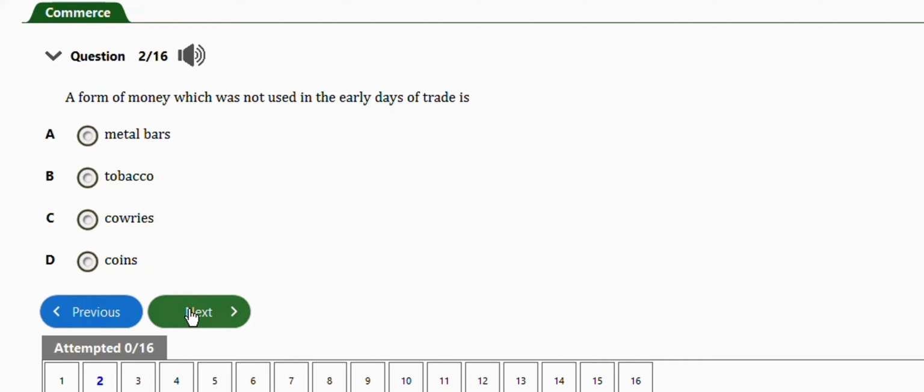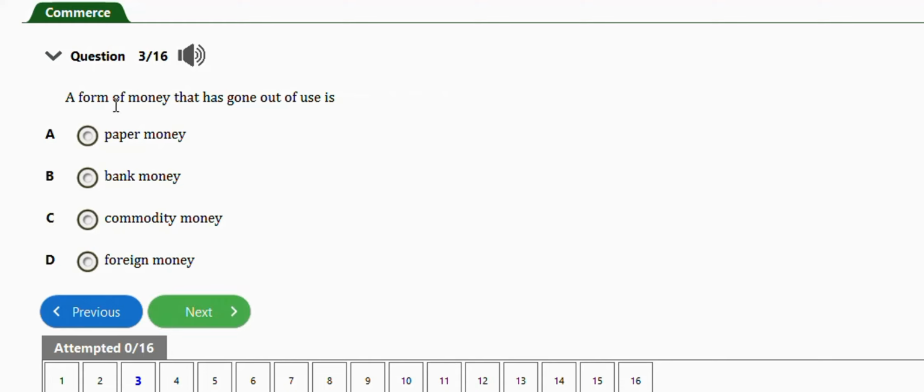Next question is this one. It says, a form of money which was not used in the early days of trade is metal bars, tobacco, cowries, coins. The right answer is option D, coins. Next question. A form of money that has gone out of use is white paper money, bank money, commodity money, foreign money. Right answer is option C, commodity money.